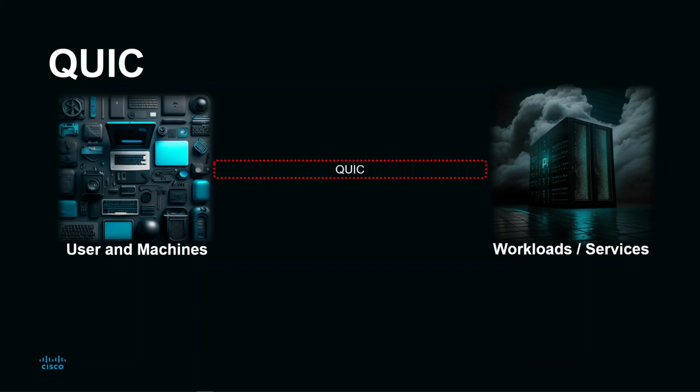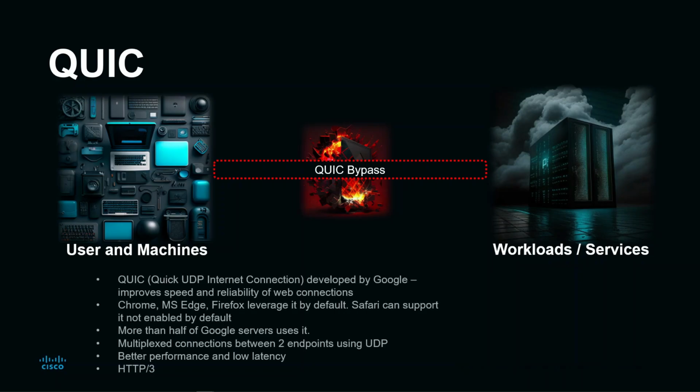QUIC. Now, most of this is being bypassed in most organizations. You might be saying, what the heck? What is QUIC? Well, QUIC stands for Quick UDP Internet Connection, developed by Google, and it's supposed to improve speeds and reliability of web connections. In fact, it does. Now, Chrome, Microsoft Edge, Firefox all leverage QUIC by default. Now, Safari can also do this, but it's not enabled by default, at least the time of this recording.